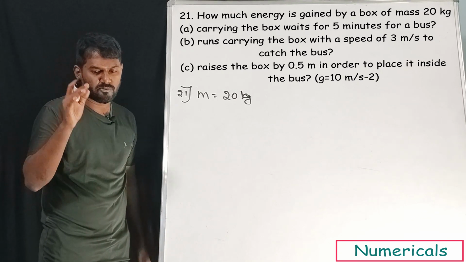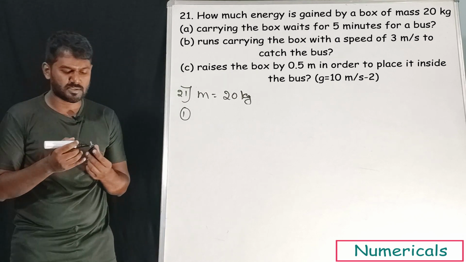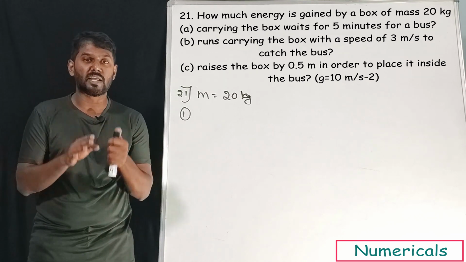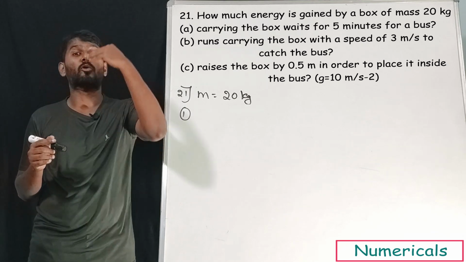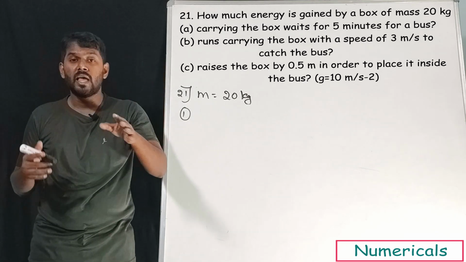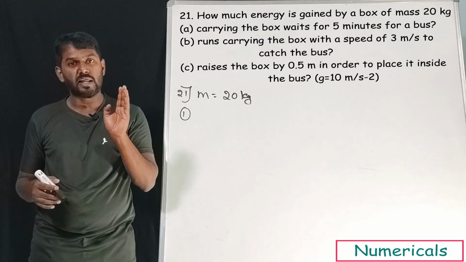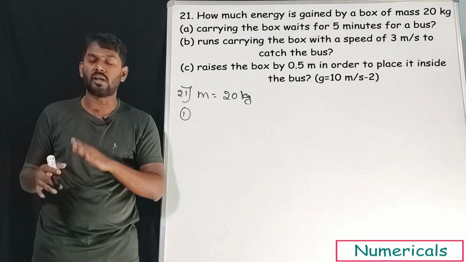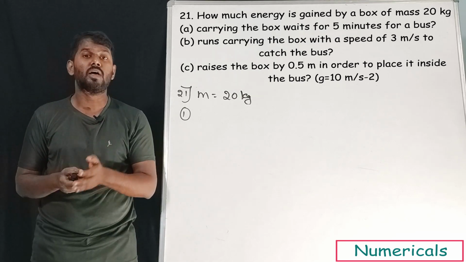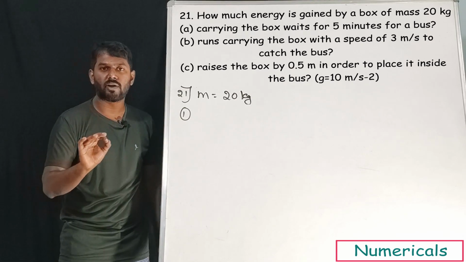Carrying the box, wait for 5 minutes for a bus. Here you need to understand, whenever we are talking about energy, that is nothing but work done. If we are talking about energy, truly energy, then the time value will be given in hours. Energy is equal to power into time. That is different. Here in this question, there is no time value given, so definitely we are talking about work done only. So in the first case we have to find the work done.